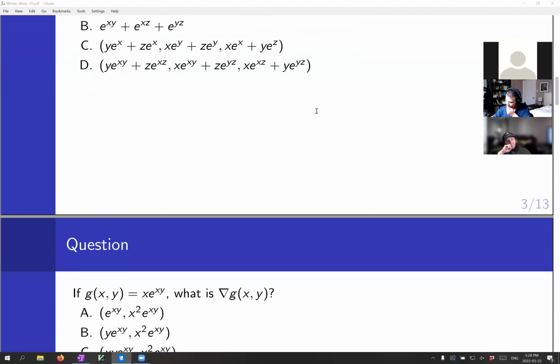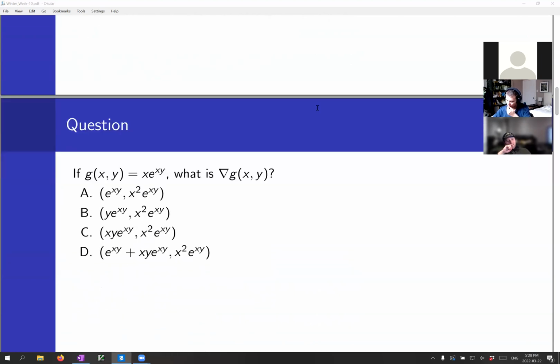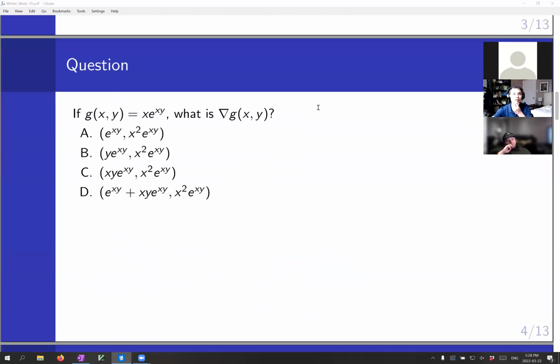Is this the one I want to do? No, let's go straight. Yeah, let's maybe do this one. This one's a little bit tougher. Okay, so this is only a function of 2 variables, not of 3. And I want you to tell me what the gradient is.